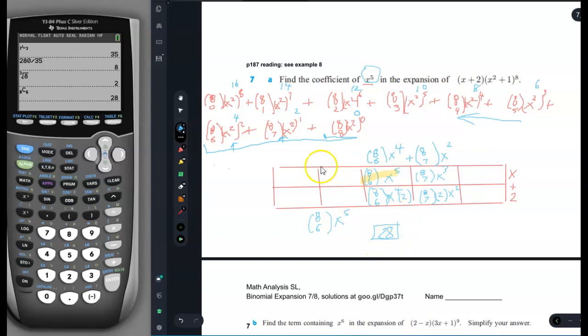Now, if you don't see that, you could write out the whole thing here. Make the thing 8 terms or 9 terms wide. Don't expand it out. Just write 8 choose 6, 8 choose 7, etc. And then when you do that, you'll be able to see that this would be x to the 5th. It's the only one that's going to be x to the 5th, and that's what we want.